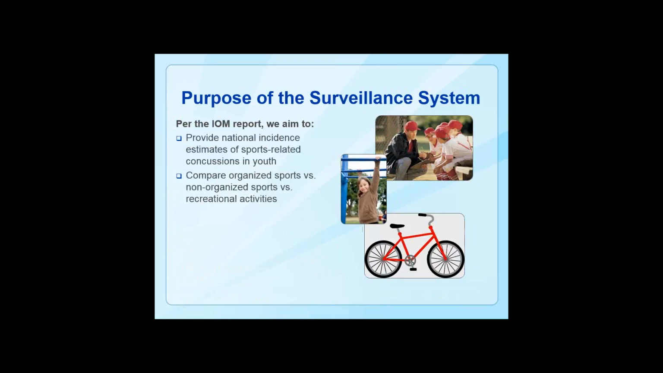These are the goals set forth by the IOM. National incidence estimates of sports-related concussions in youth. The ability to compare organized sports versus non-organized sports versus recreational activities. Through the surveillance system, we will be able to go beyond the limitation of the sources of data that I mentioned earlier. We will be able to report about injuries among youth who are younger than high school aged. We will also be able to report on activities that occur in the context of organized recreational leagues or non-organized activities, such as bicycling or pickup games.